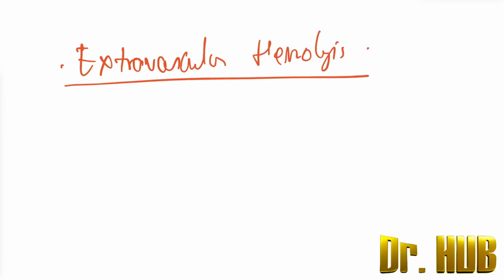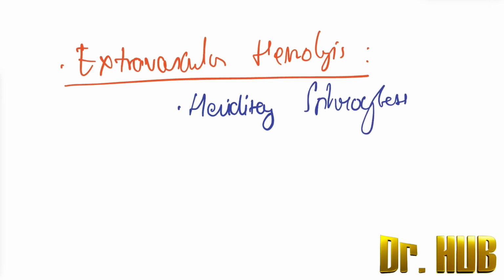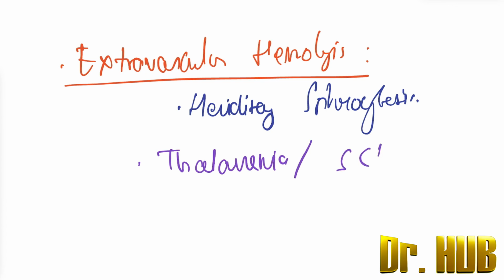Under the extravascular hemolysis, the causes include hereditary spherocytosis. Then comes thalassemia. Then is sickle cell anemia, which we're writing as SCA.